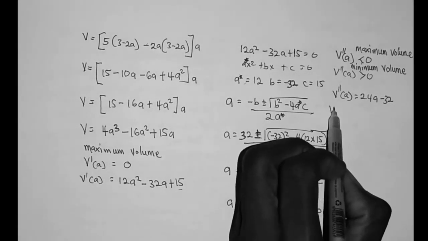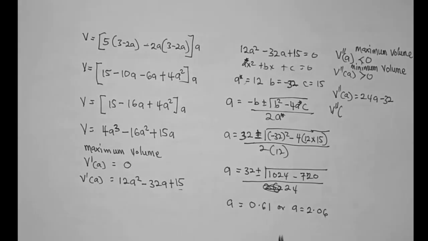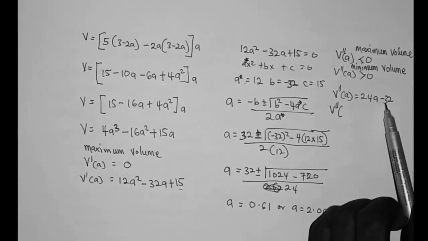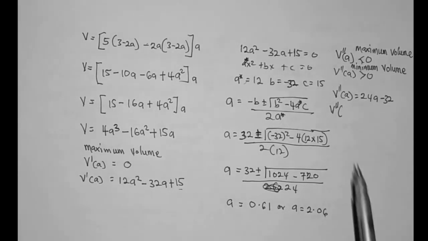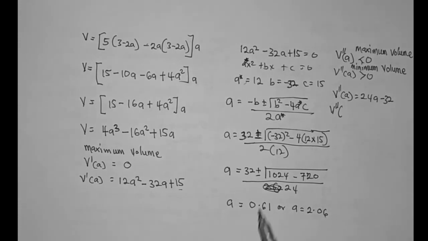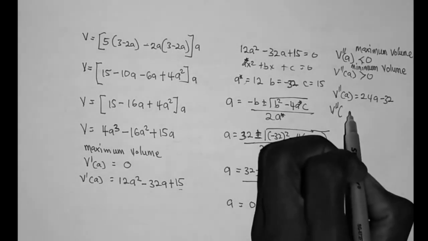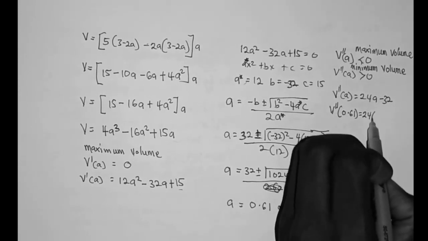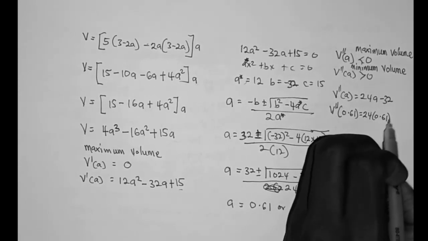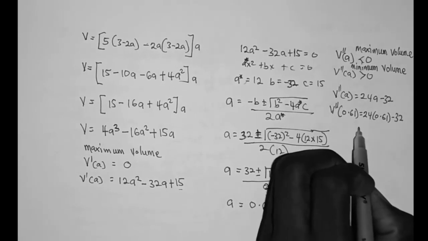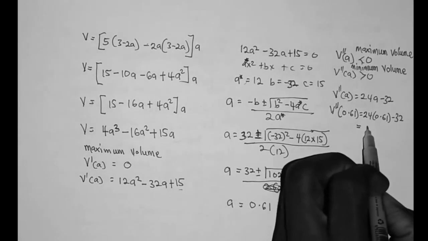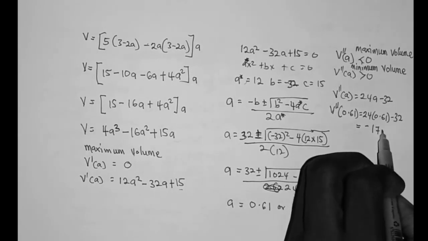So let's go ahead and find V double prime. We take these points and insert them in this equation and see which of them will give us the maximum volume. So V double prime of 0.61 equals 24 times 0.61 minus 32, and this is equal to minus 17.36.